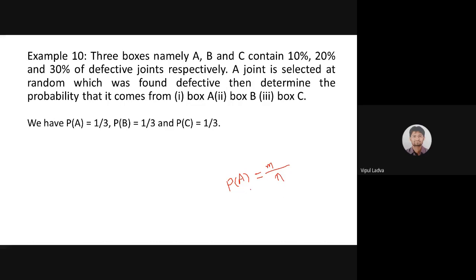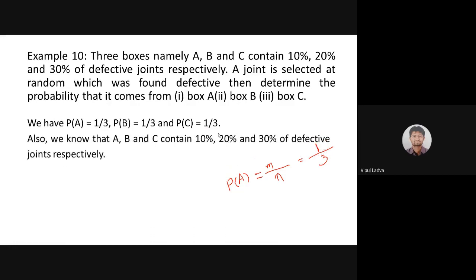If I wish to find the probability for event A, that the randomly selected joint is from box A, then in such a case I'm having three different boxes. So total number of cases is three. And the favorable case for event A is just one case, that the selected joint is from box A. So 1 by 3 will be the probability for P of A, and similarly for P of B and P of C for both of those events.